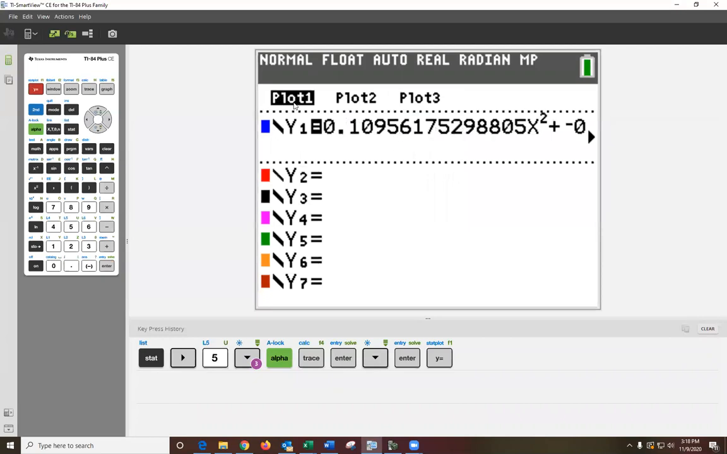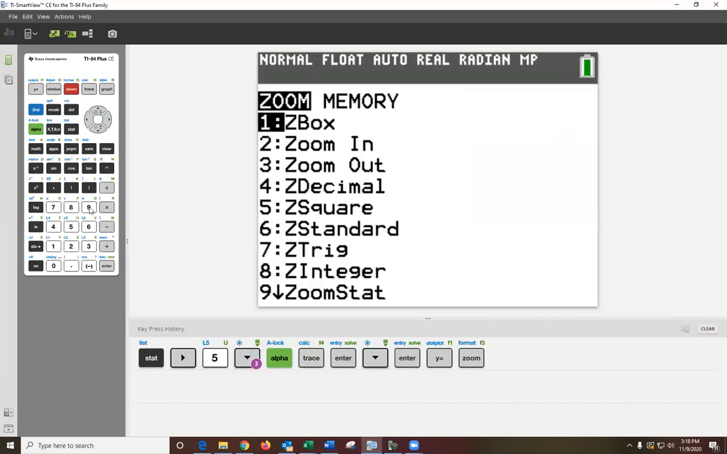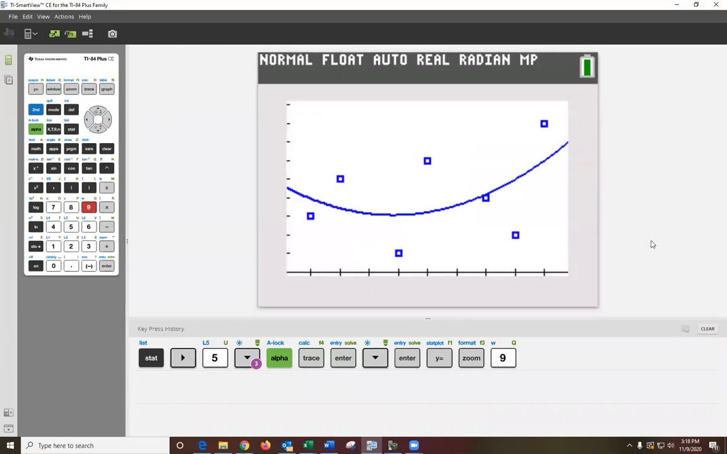I've got plot 1 turned on already, so I can go straight to zoom 9. And as you can see, yeah, this data doesn't really fit a parabolic pattern. So that's why we got such a low r squared value, so close to 0, suggesting, yeah, this is the parabola that best matches the data, but it doesn't match it very well at all. So anyway, that would be how you would find the parabola or quadratic function of best fit.